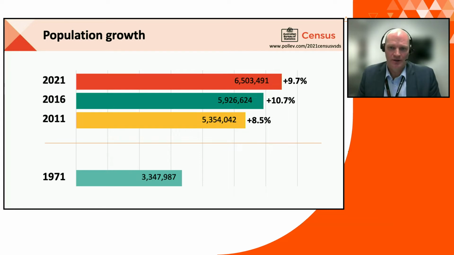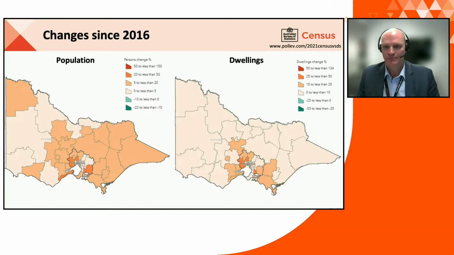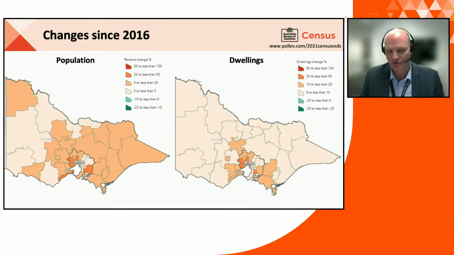So let's have a look at a bit more of a zoomed in picture. We can see that this map, let me explain the map first. It shows on the left our change in population since 2016, and on the right, a change in dwellings, and it's by SA3, so statistical area 3s.